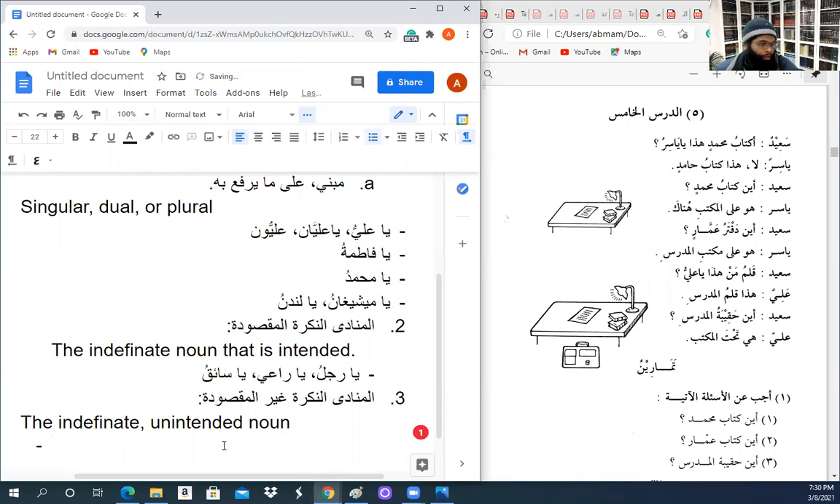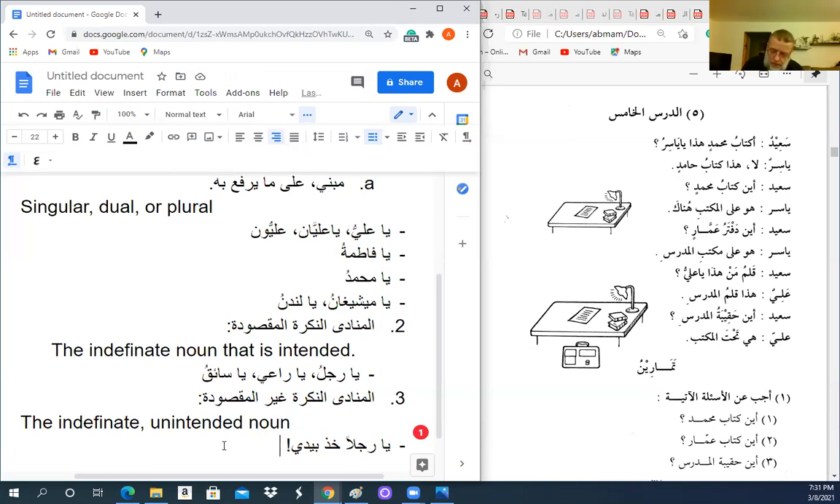So an example of that would be a blind person needing some assistance, right? Crossing the street, for example. They'll say, Ya rajulan, Ya rajulan, khudh biyadi, khudh. So he's calling any man, any person. Ya rajulan. That's why it has a fatha. Yeah. Okay. Ya rajulan khudh biyadi. Take my hand.